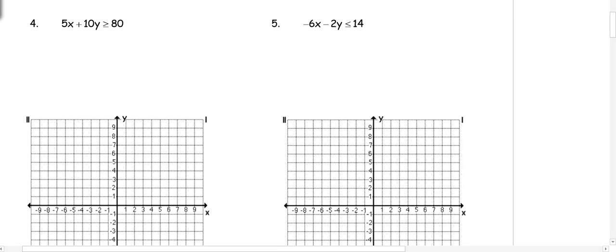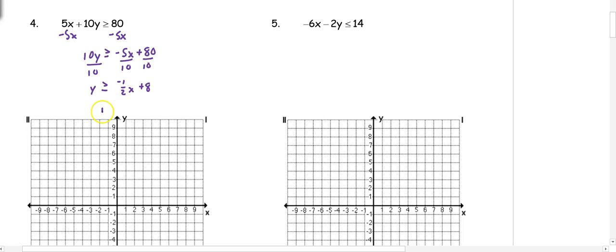Number four, in order to solve for y, the first thing I need to do is subtract 5x from both sides. So I get 10y is greater than or equal to -5x plus 80. I'm going to divide by 10 with everything and reduce. So we have y is greater than or equal to negative 1/2 x plus 8.